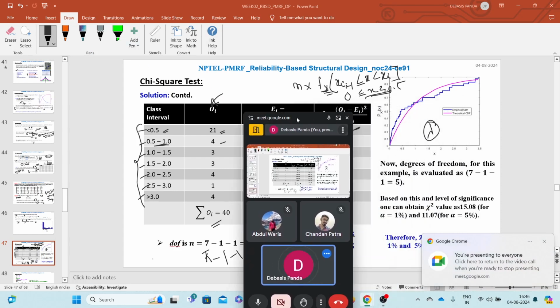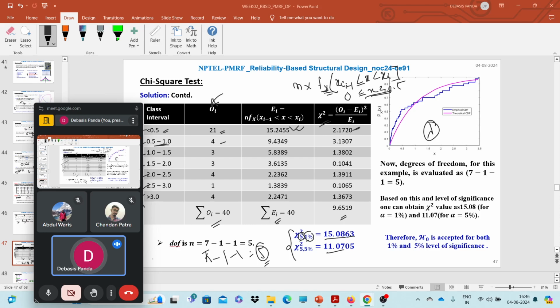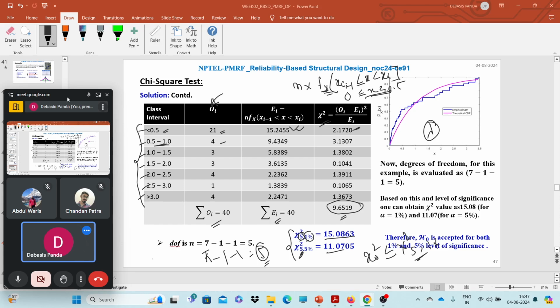okay, here we can see the two values, like 15.0863. Where do we get it from? From the chi-square table. And for 5 degrees of freedom and the 5% confidence level, also this. Our total chi-square value comes as 9.6519. Now for both cases, what is happening? Your chi-square is less than or equal to the table values for 5% and 1%. That means for the above two cases, our hypothesis is correct. That means our data follows the exponential distribution.